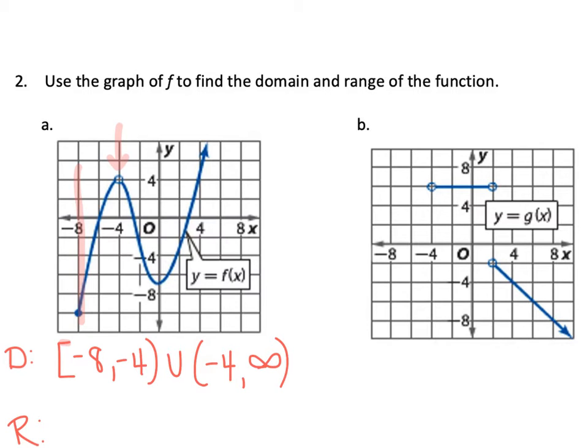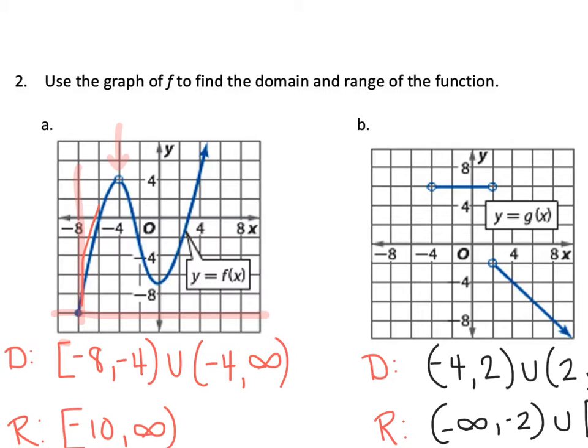The range, how low does this go? Looks like it goes as low as -10. And then how high does it go? Well, it goes up. There is a hole here, but it's compensated right here where it's closed in, and it goes infinitely up. So my range is -10 to infinity. Okay. On the right, practice and check your work since you've seen this before. And you can see my answer on the screen.